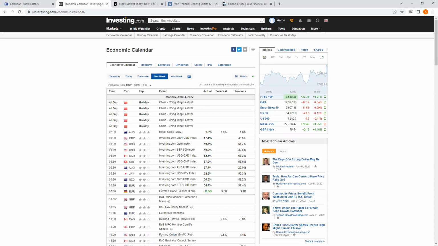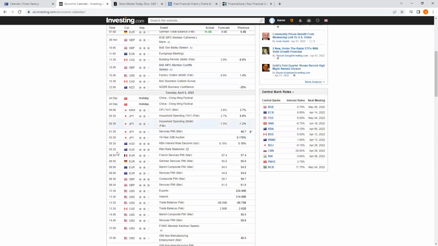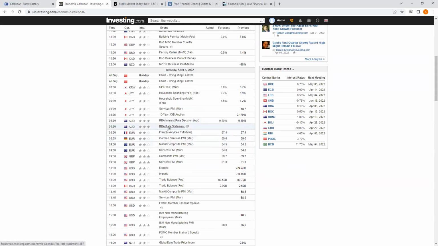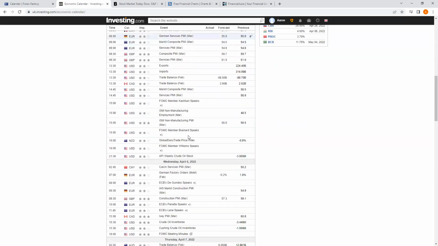Now, what we're looking at this week, the key events this week are the RBA and the FOMC minutes. The RBA is set to take the stage on Tuesday, as you can see, at 5:30 a.m. GMT +1. We are not expecting an interest rate change, so the focus will be on the rate statement or any shift in the language of the rate statement.